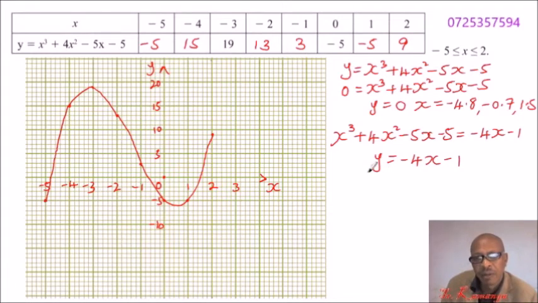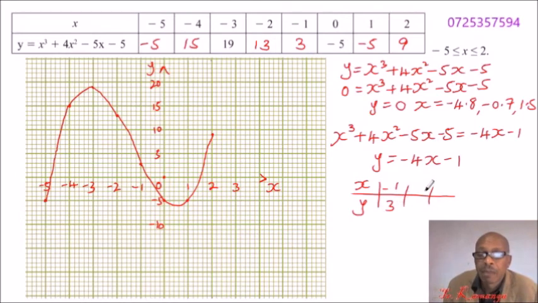So we need to find the values of x where the line cuts our graph, which is represented by this function. To do that, we are going to make 3 points. So this is x and this is y. When x is minus 1, minus 4 times minus 1 is positive 4, minus 1, that gives you 3. When x is 0, minus 4 times 0 is 0, minus 1, so y is minus 1. When x is 1, minus 4 times 1 is minus 4, minus 1, that will give you minus 5. So we are going to identify these points.